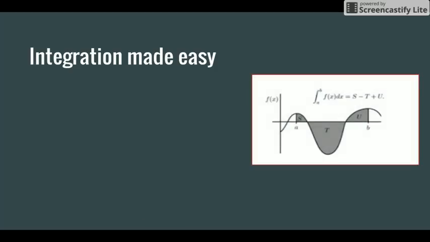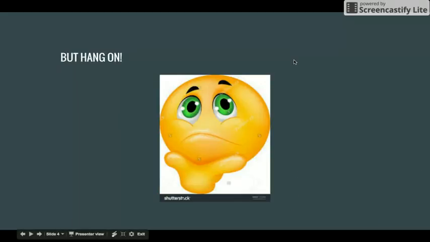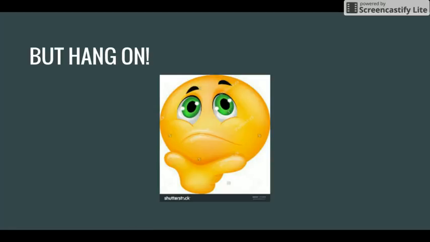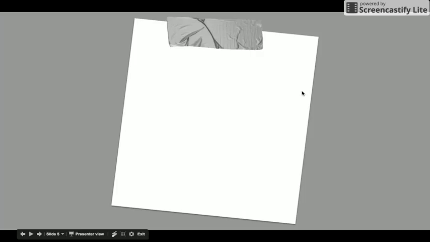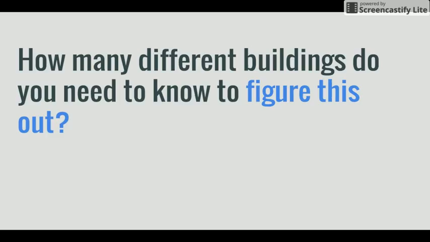If you look at a simple example like this, you will realize that you have three separate areas to deal with and you have no idea how to find whether or not you're on the right track. But what if I tell you that there is a seemingly easy hack to get around this problem? My way of dealing with this is to actually use houses from around the world to simplify the concept of integration. And you might be thinking that this is going to be a crazy idea because buildings are all different. But I'm going to show you in a while how this is working.